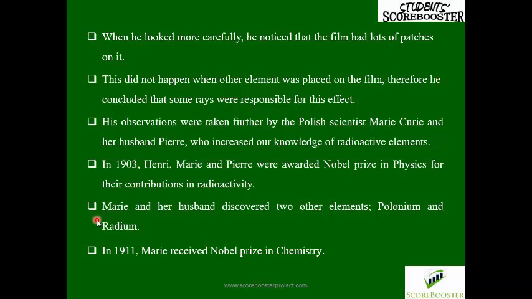So later, a Polish scientist called Marie Curie, a woman, together with her husband, worked tirelessly on radioactivity, and they were awarded the Nobel Prize in Physics. The three of them, Henri, Marie, and Pierre, were awarded the Nobel Prize in Physics for their contributions. In furtherance of their work, Marie and her husband discovered two other elements.